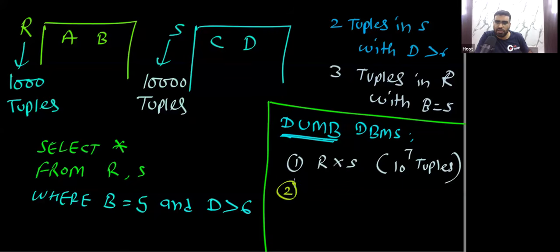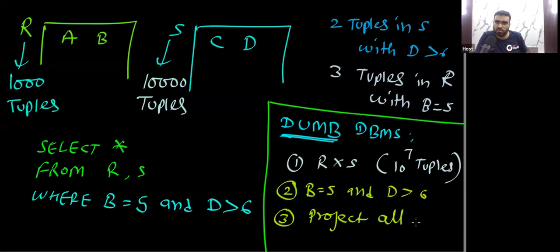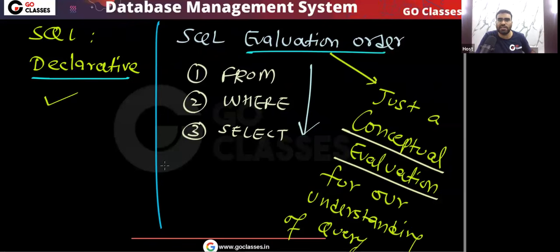What is next? Next, it will do the where clause: B equal to 5 and D greater than 6. And then it will do the projection, project all attributes. Just think about it. Will the DBMS do like this? The DBMS will never do like this. So again, I'm telling you, this order of evaluation is just a conceptual order of evaluation for human understanding. The DBMS will not do like this.